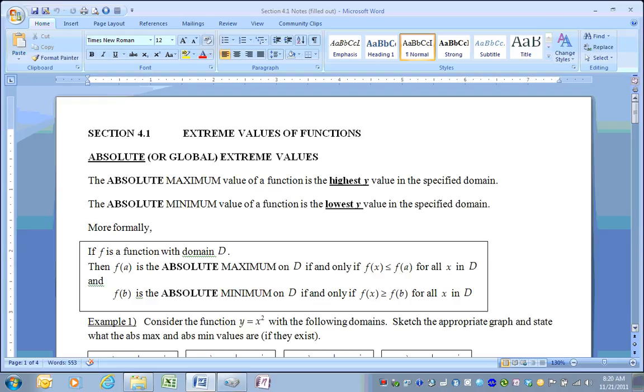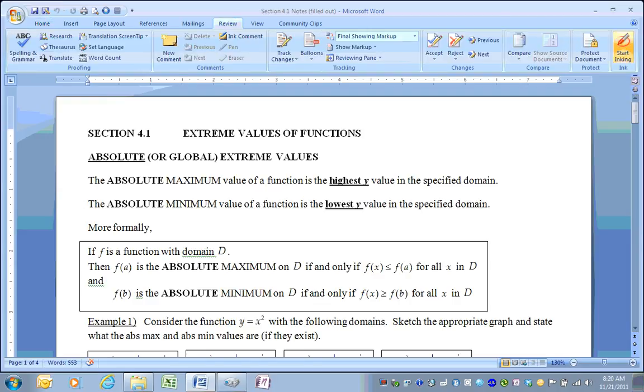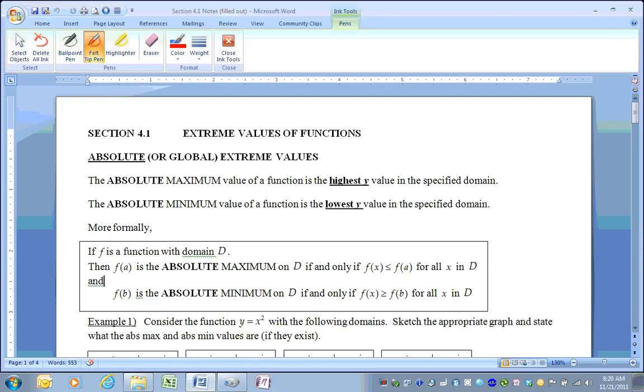The first thing I want to talk about are absolute maximum and absolute minimum. My favorite word. Absolute. So anyway, absolute means just the highest y value in the graph. The highest possible y value in your specified domain. Absolute minimum will be the lowest, also in your specified domain.